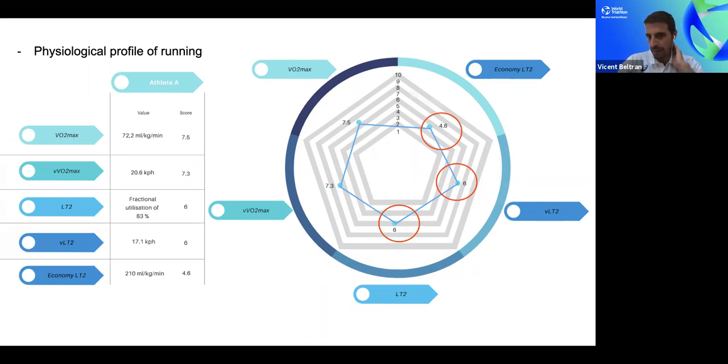And okay, we see that the scores we're getting on the economy of LT2, so anaerobic threshold, also the velocity of the LT2 and the anaerobic threshold itself are pretty low compared to the VO2 max. So if you were the coach of this athlete, what would you be prescribing starting from the week after the test?